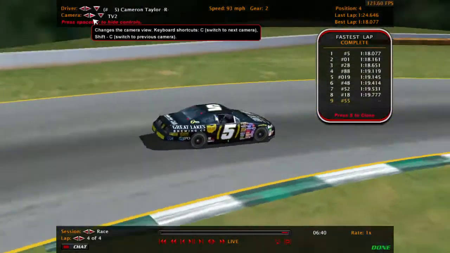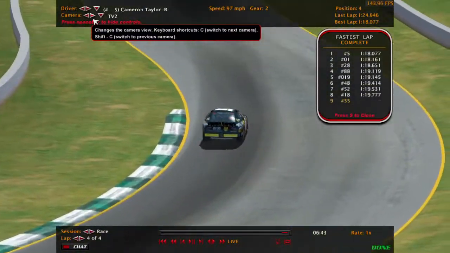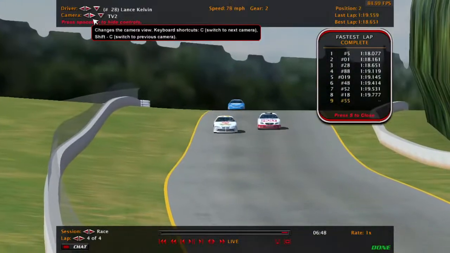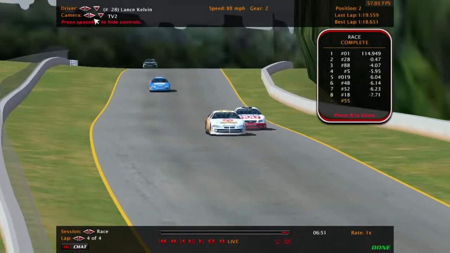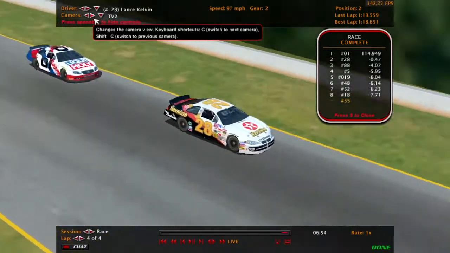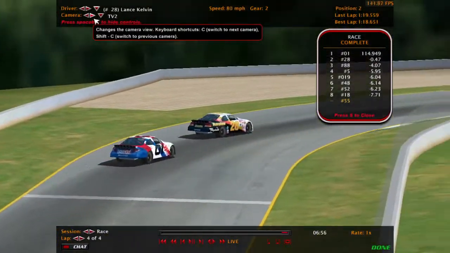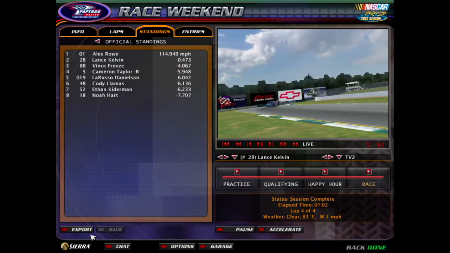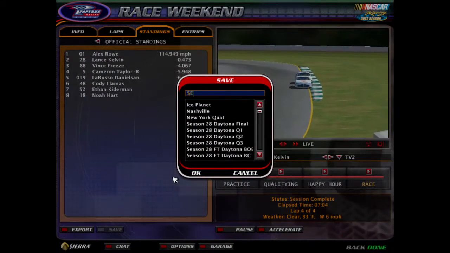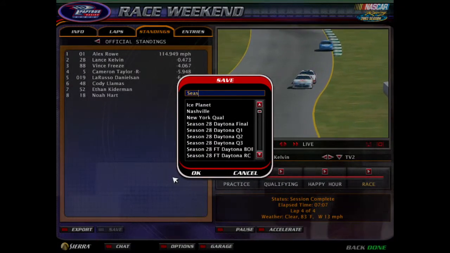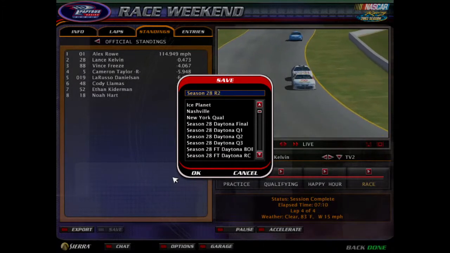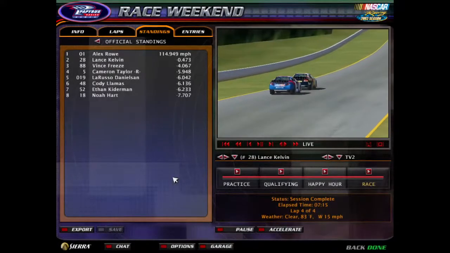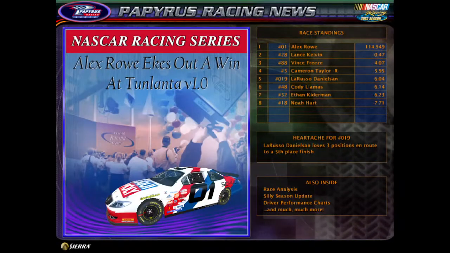If somebody on the Discord, in a spoiler, could please put in that the 5, the 01, the 28, the 88, and the 019 all make the field out of that group. They all advance. That'd be greatly appreciated. That is an official result. Season 28, R2 Heat A. So that is the first qualifier done.